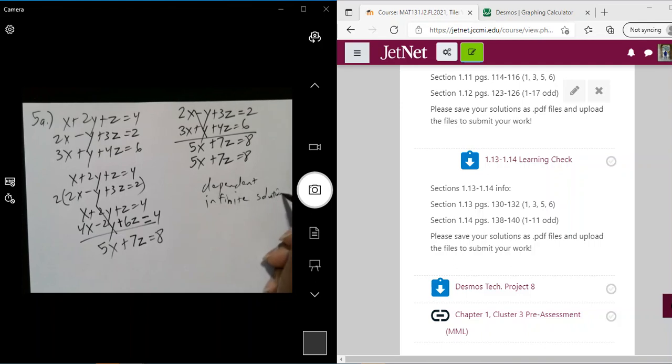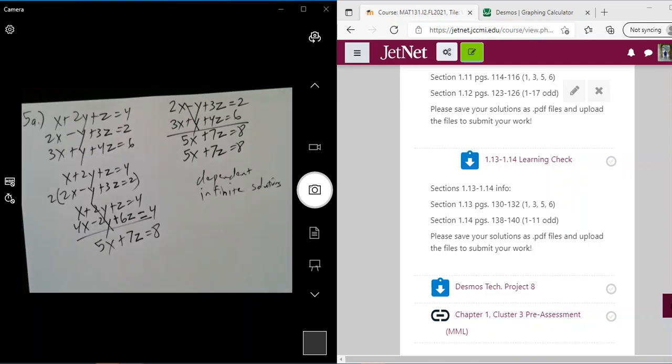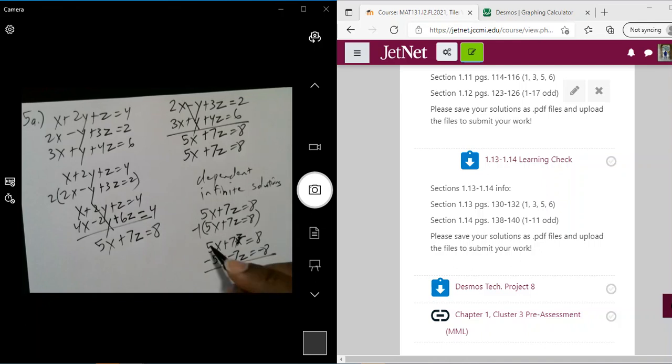Now, but let's say that you didn't recognize that when you were doing this. So let's show an example of what would happen. Let's say you're not paying attention and you're like, okay, I'm going to get rid of the z's here. So you multiply the bottom equation by negative 1, because all I need to do is just change the sign. So you have 5x plus 7z is equal to 8. And then the bottom would be negative 5x minus 7z is equal to negative 8.